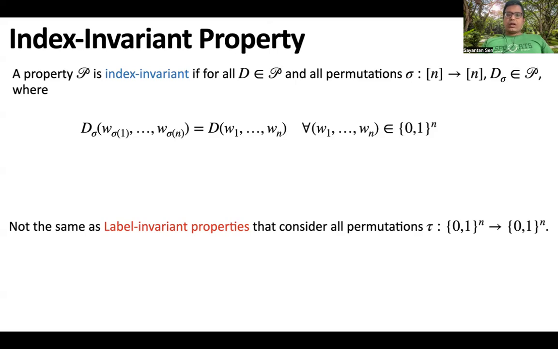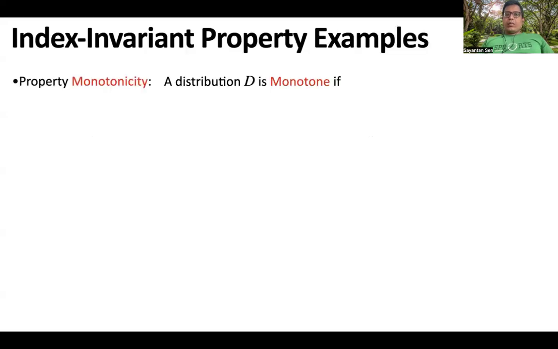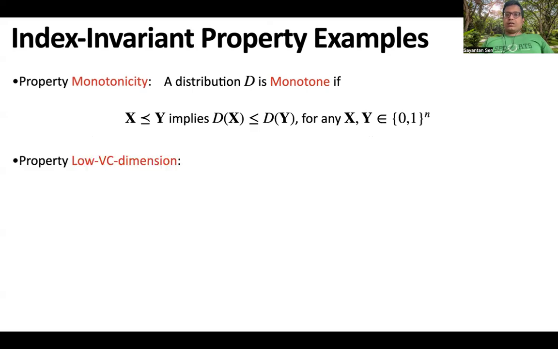Interestingly, the total number of level invariant properties in this setting will be 2 to the power n factorial, whereas the total number of index invariant properties will only be n factorial. Okay, let us first see some examples of index invariant properties to gain more intuition. For example, the property of monotonicity, whether a distribution is monotone or far from monotone, is an index invariant property. Similarly, the property of the distribution having bounded VC dimension is also index invariant.